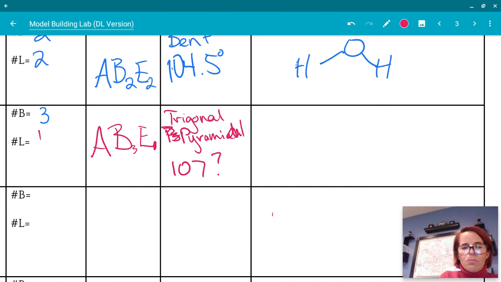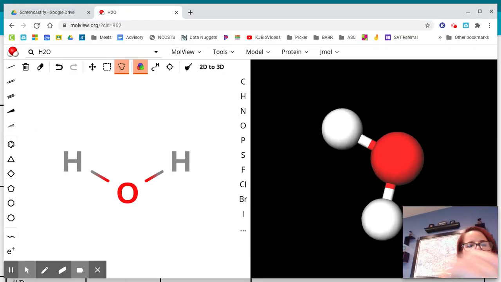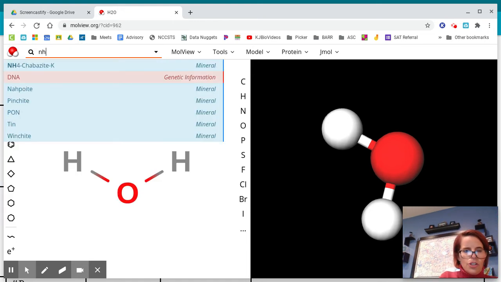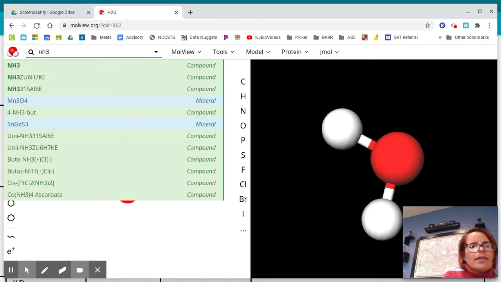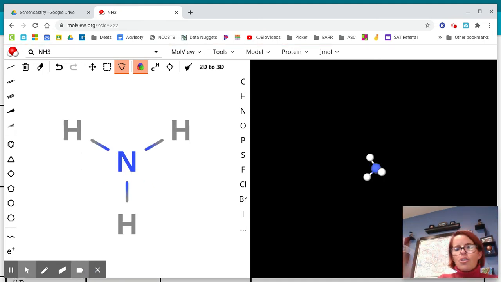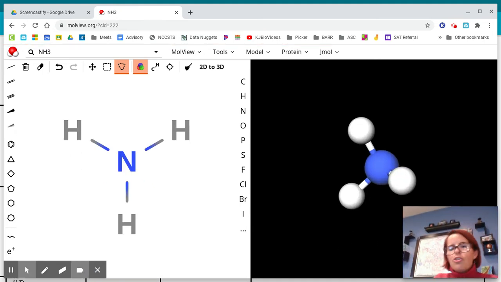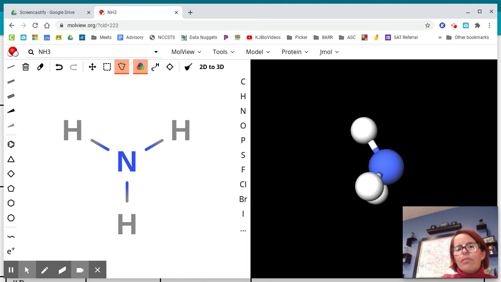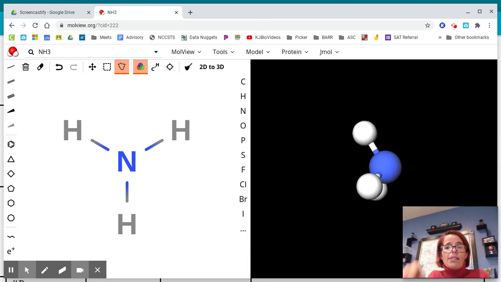So I'm going to go back to MolView. Let me see if I can pull that up. And I'm going to type in NH3. And there it is. I hit enter, and it pulls up NH3. Now I'm going to blow up NH3, and as I rotate it around, what I see is that the nitrogen sticks out, and then the 3 hydrogens stick down. So I need to be able to draw that.